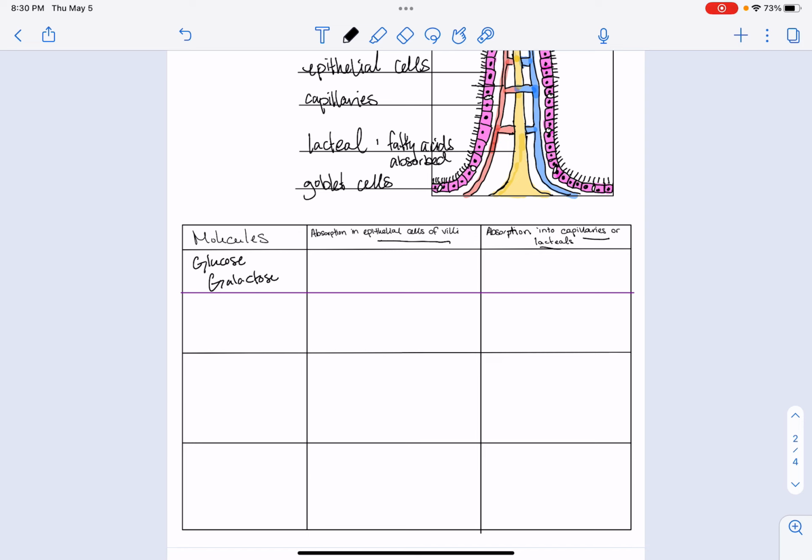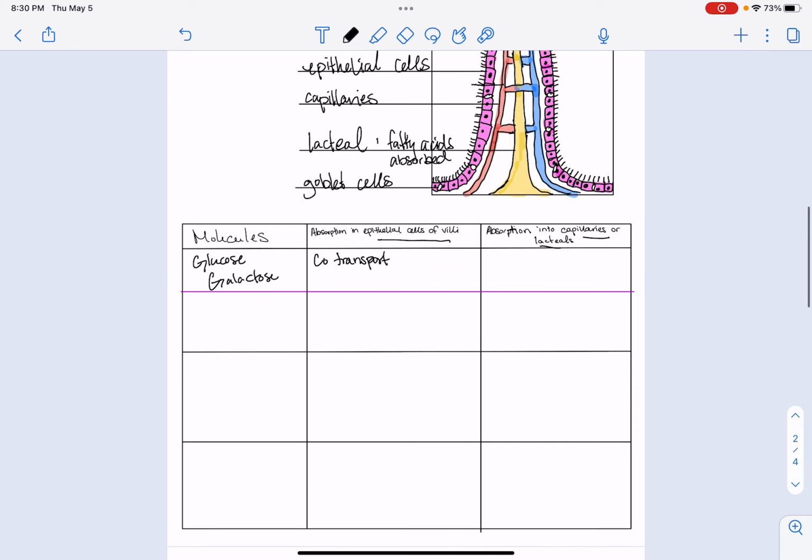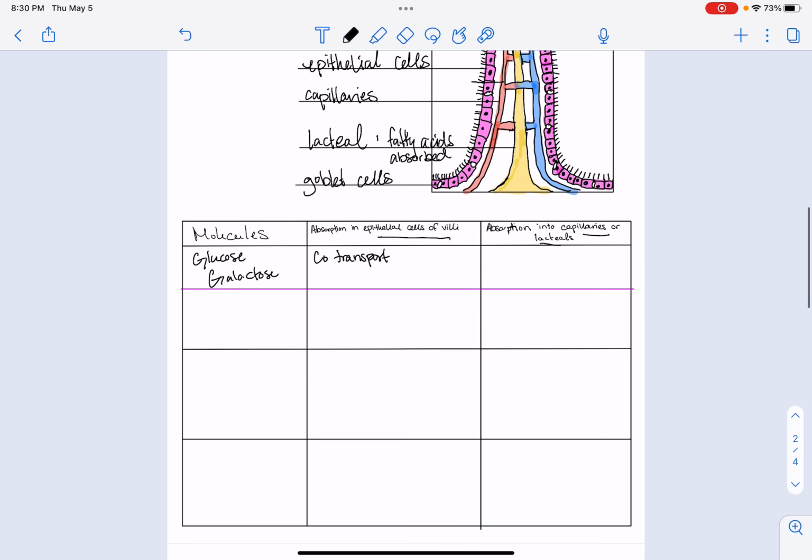Okay, these get absorbed into the epithelial cells of the villi. They are co-transported, which is just, they get co-transported with sodium. You don't super need to know that. It's active transport, okay? For all intents and purposes, active transport, okay?